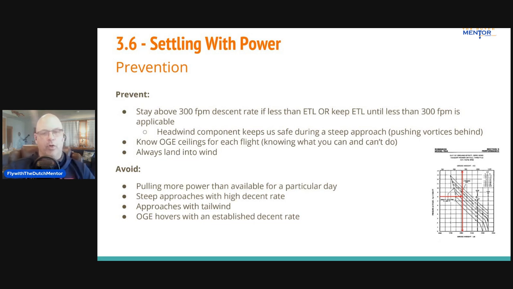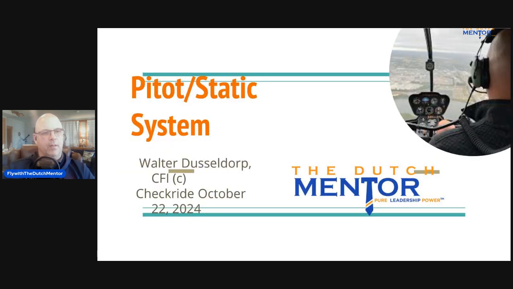We want to avoid any kind of approaches with tailwinds because that will push the vortexes into in front of us where we want to land, which of course, disturbed air gives less of a cushion effect, right? Less efficiency. And the out of ground hovers with an established descent rate. So we want to be very mindful that we don't sink into our own disturbed air with this. And we can practice that together. We just don't want to over practice that. So that is the component of the basic and advanced.